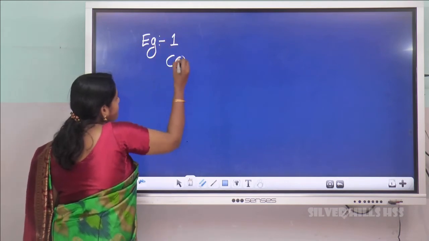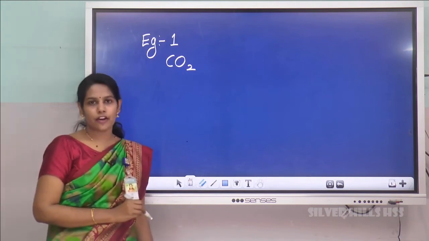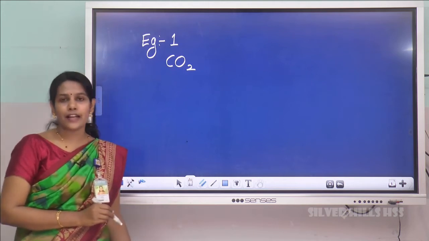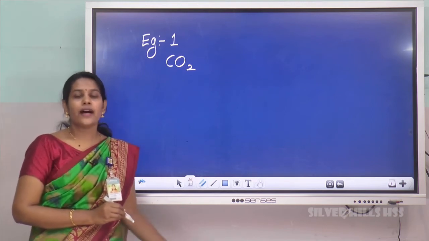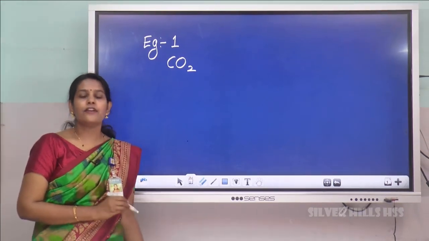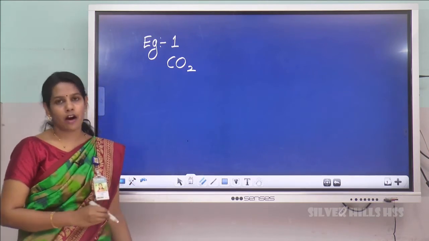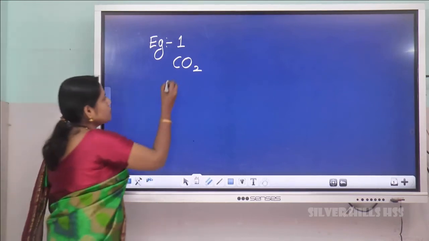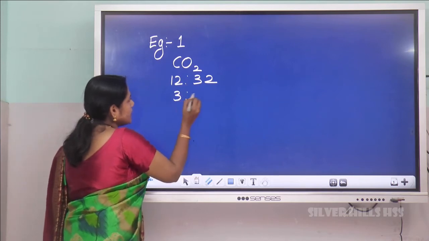There is CO2, that is carbon dioxide. There are different methods by which you can obtain carbon dioxide, such as burning of carbon, the action of dilute HCl on marble, heating of sodium bicarbonate, etc. So whatever be the source from which it is obtained, the given compound, carbon dioxide, always contains the elements carbon and oxygen combined together in a fixed ratio, that is 12:32 or 3:8.